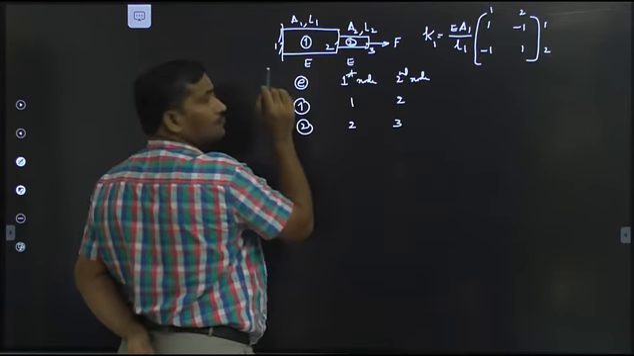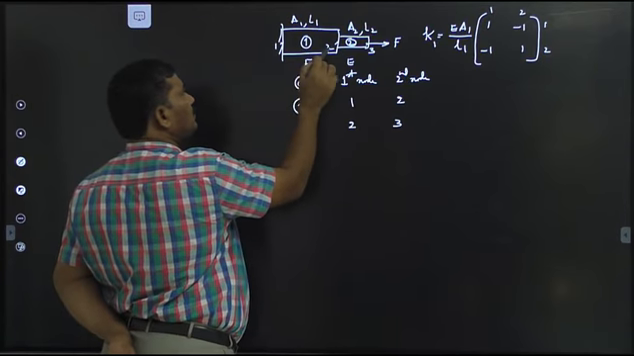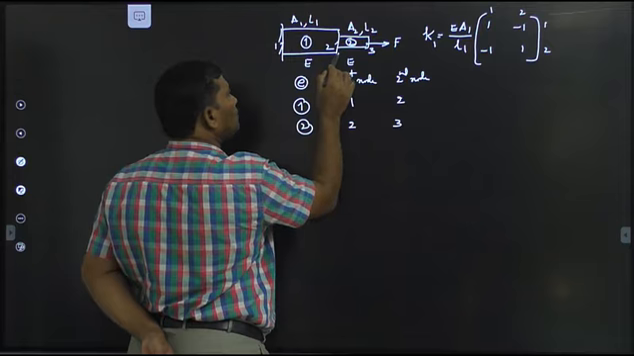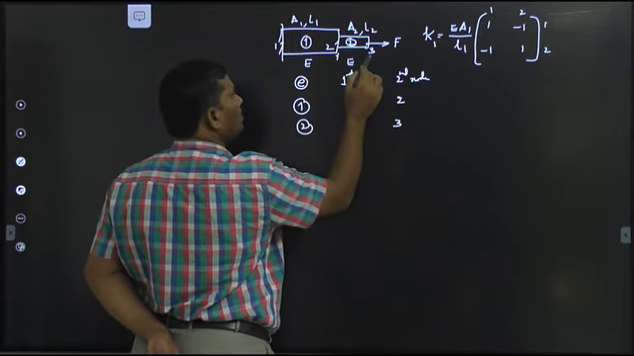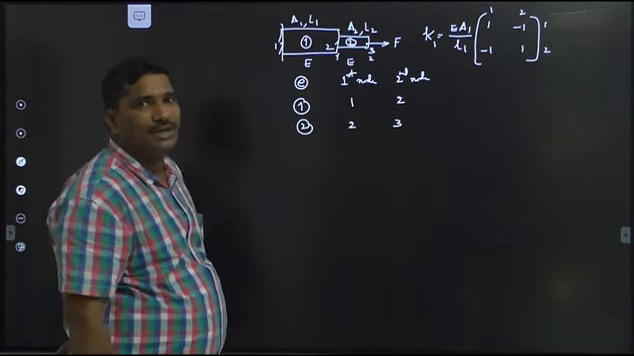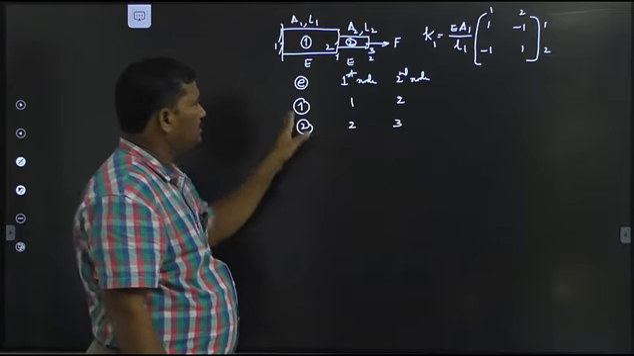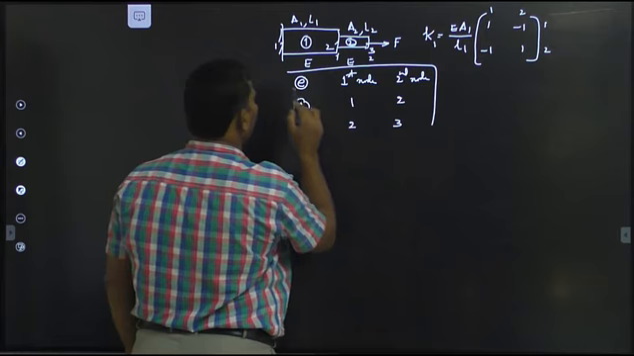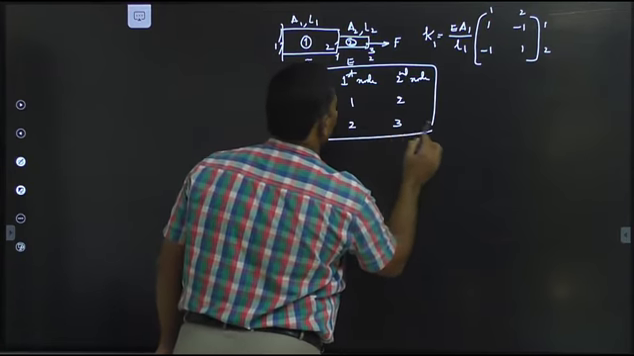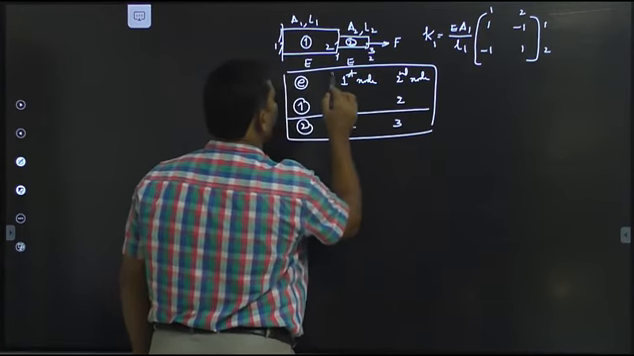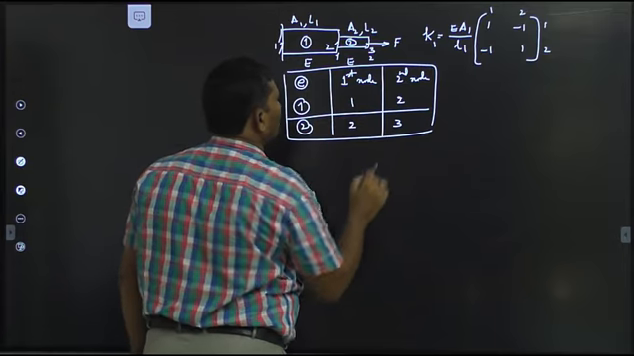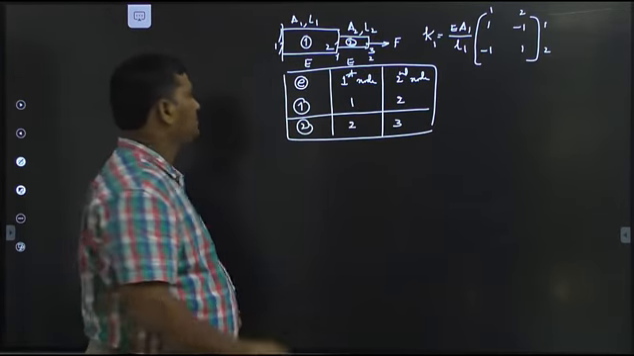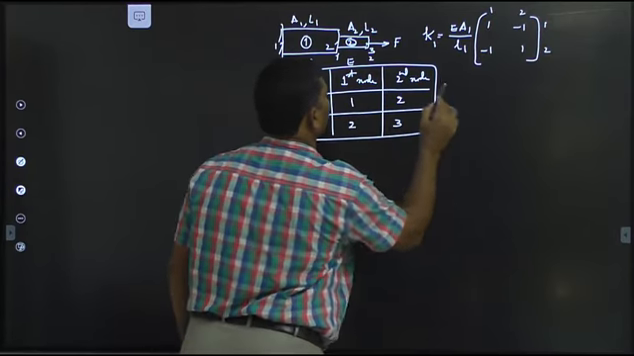For element 1, node 1 is the first node, node 2 is the second node. For element 2, node 2 is the first node and node 3 is the second node. That is what I understand from this table. Okay, this we call the element connectivity table. Very, very important.